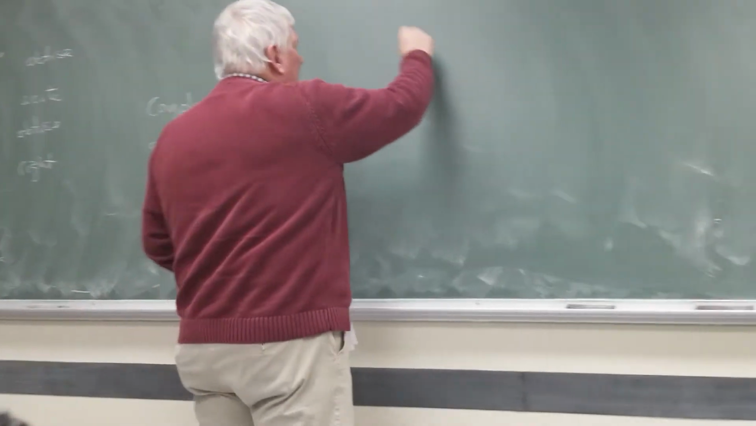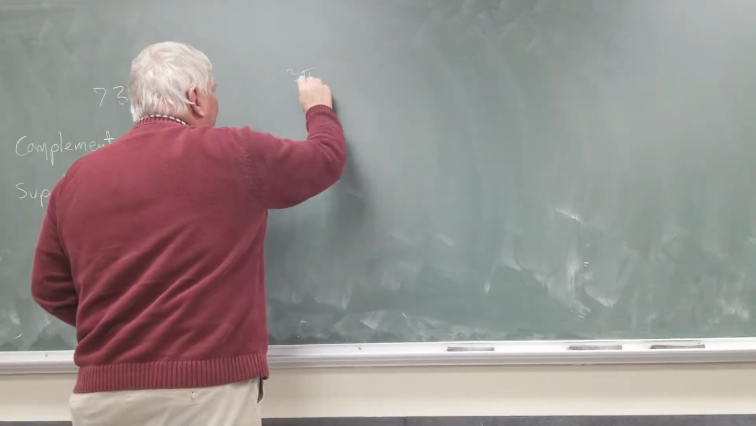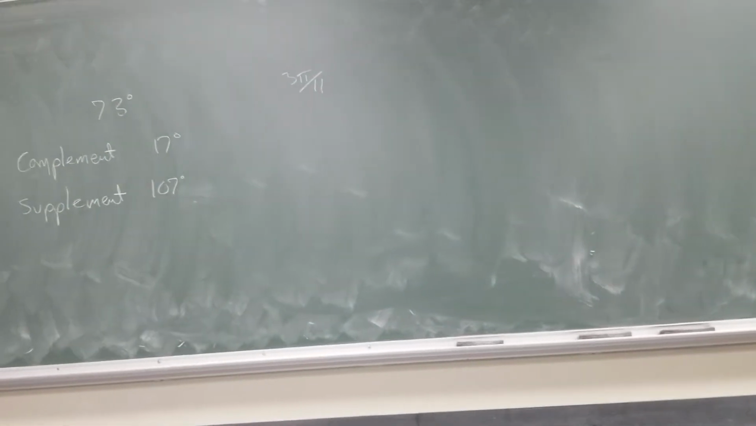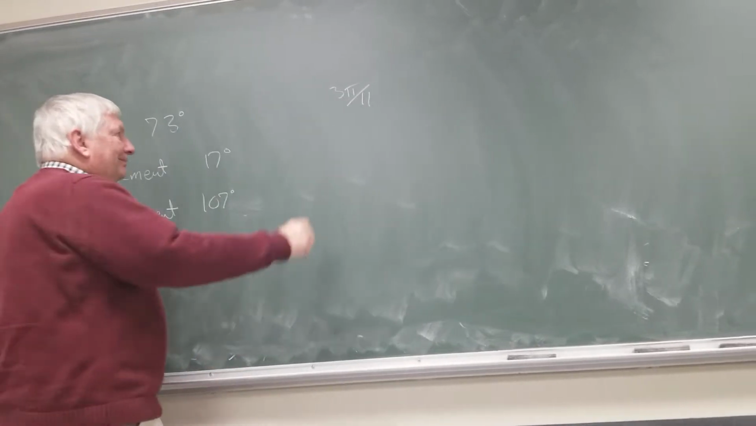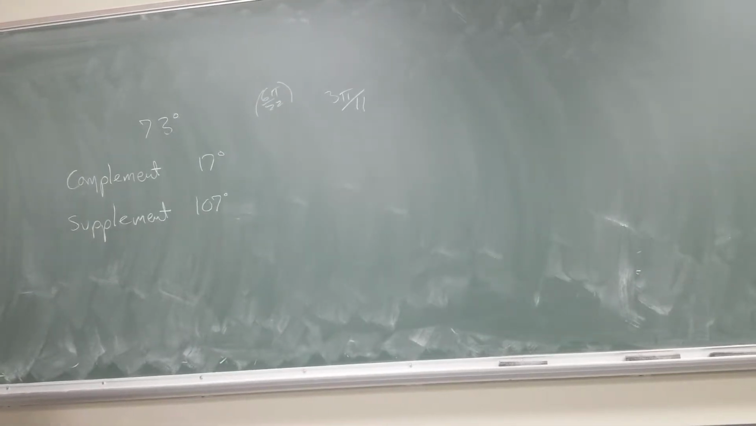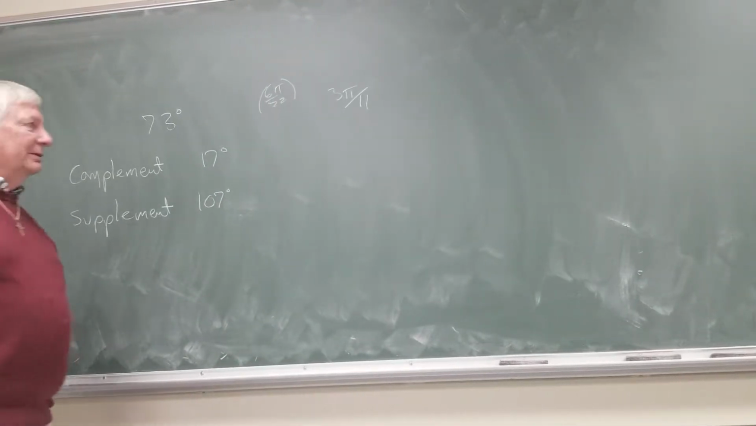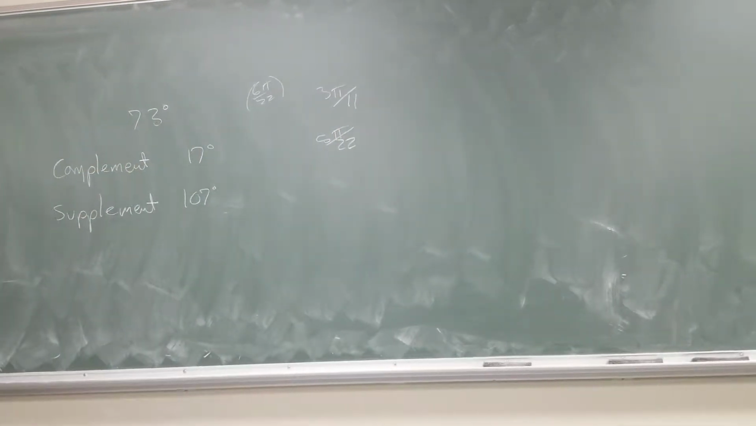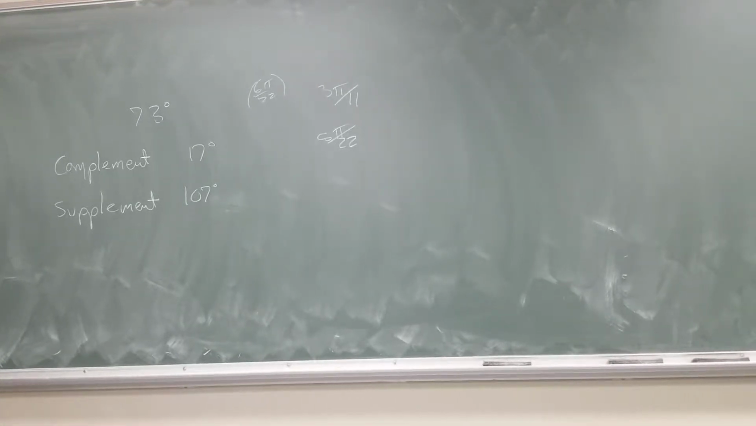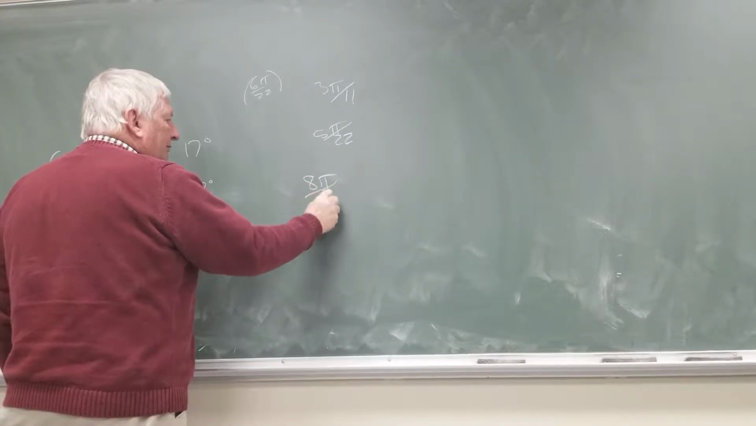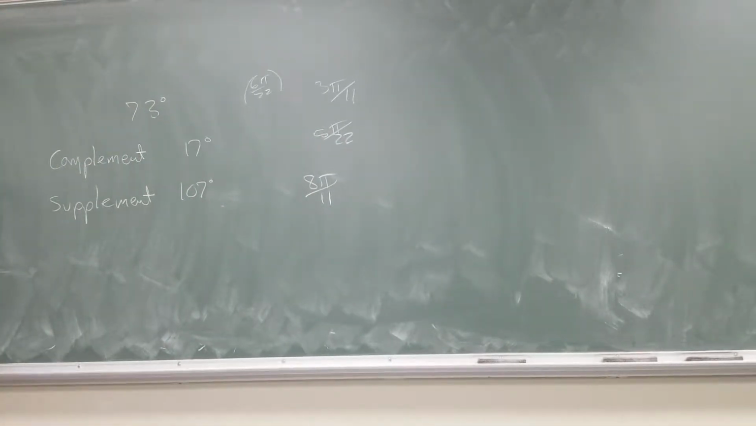For the other angle, 3 pi over 11. The complement sums to pi over 2. Pi over 2 is 11 pi over 22, and 3 pi over 11 is 6 pi over 22, which means the complement is 5 pi over 22. And the supplement adds up to pi. So here's 3 11ths, so we need what? 8 more 11ths. 8 pi over 11 is the supplement.